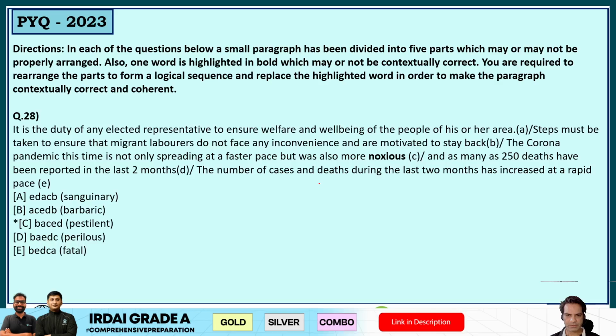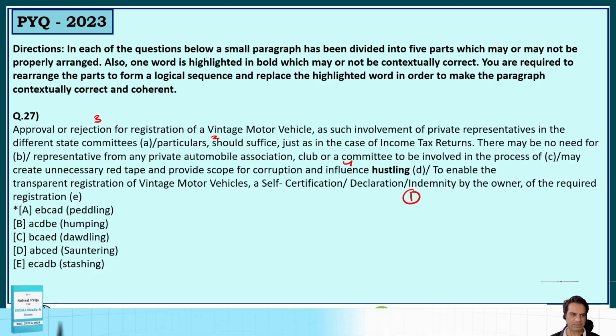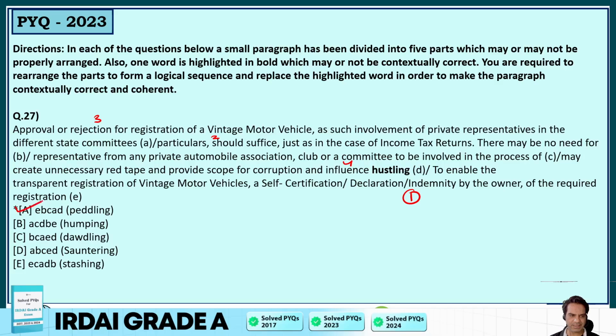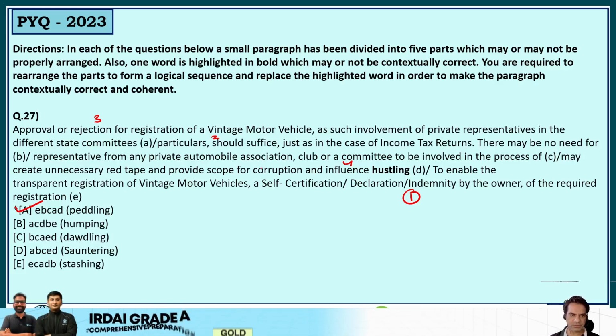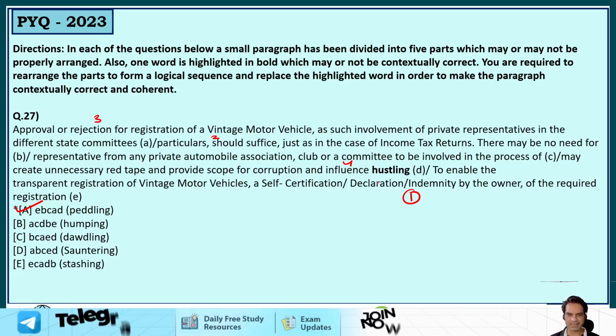Okay. So it should start with E. So the correct sequence is, guys, E, B, C, E, A, C, A, D, and option A, peddling. So influence peddling. There should be scope for corruption, and influence peddling is the right word. So option A is correct here.